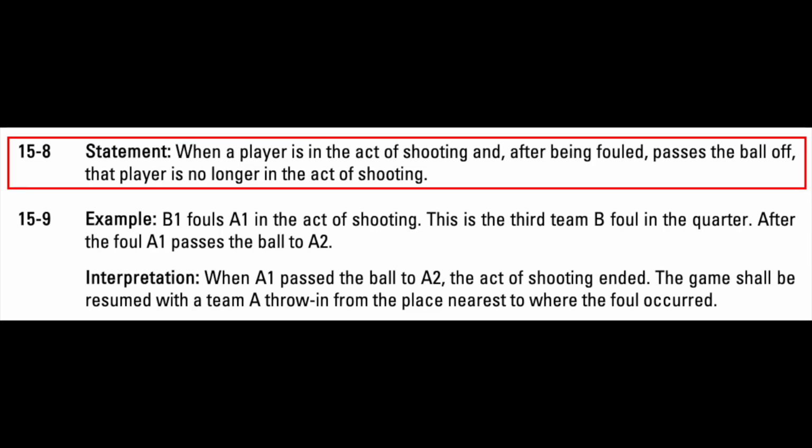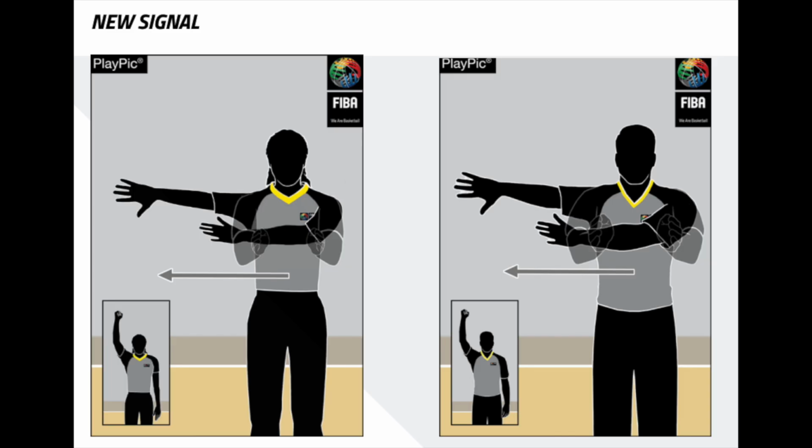This interpretation just backs up the situation that when a player is in the act of shooting and after they were fouled, they decided to pass the ball off. So that means the player is no longer in active shooting, and this interpretation backs it up, which means they are not shooting free throws, and this is when we would implement the pass-off signal. As you can see here, this is what it would look like. It's 2 hands to the side after you call the foul.